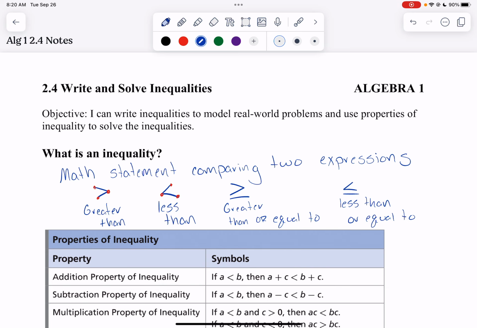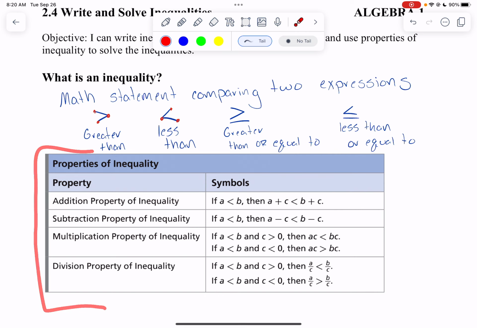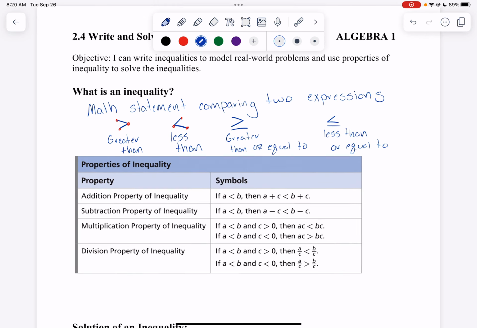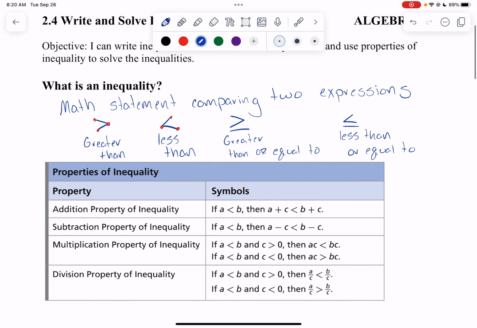And for the most part, we solve our inequalities the same way. If you notice down here, we have our properties of inequality. We have the addition property of inequality, the subtraction property of inequality. They work the exact same way. There's really only 2 things that are different. We haven't talked about the multiplication or division properties because that's one of the things that are different. So what's different about solving an inequality as opposed to an equality?